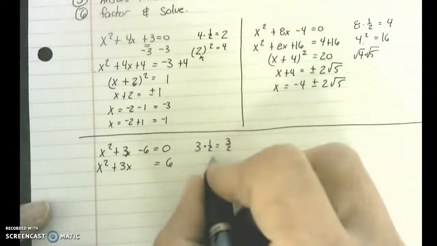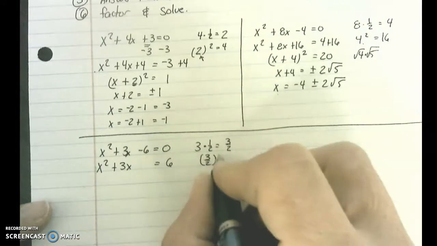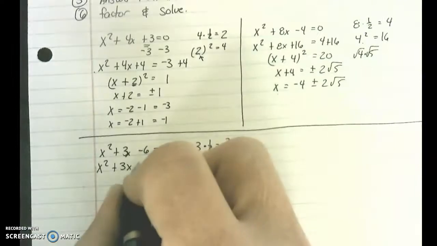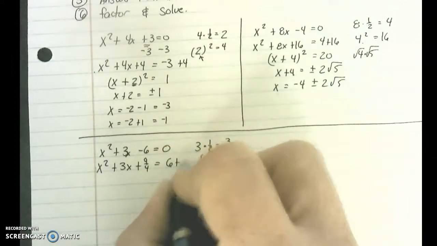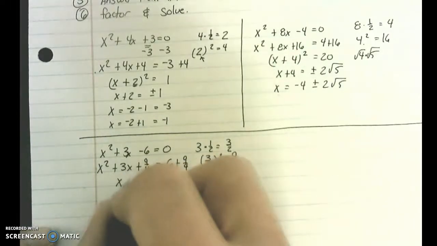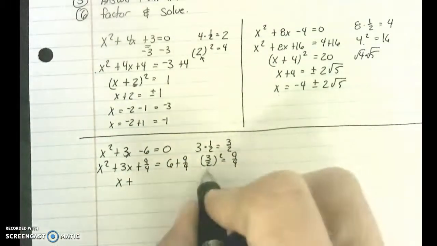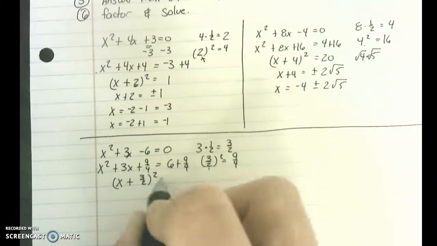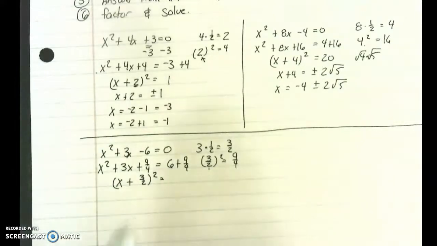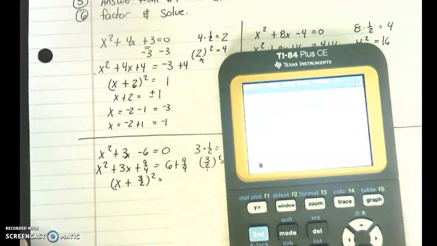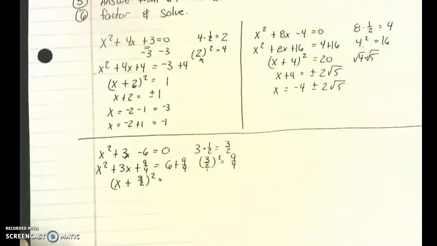If I square that, it's going to be 9/4. Okay, so I go plus 9/4 plus 9/4. Okay, so then x plus, now don't freak out, because remember, this value right here is our factored term. Okay, and then you can just go to your calculator. You're just going to go 6 plus 9/4, which is 33/4.